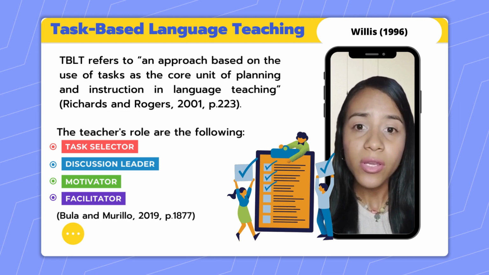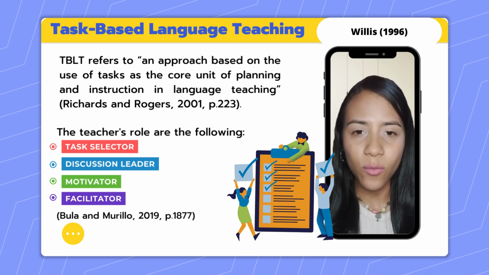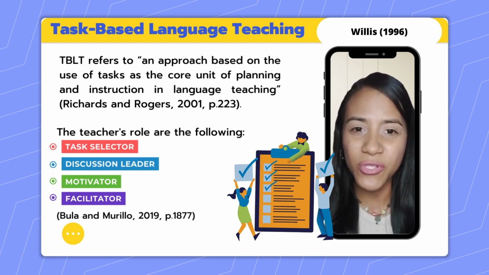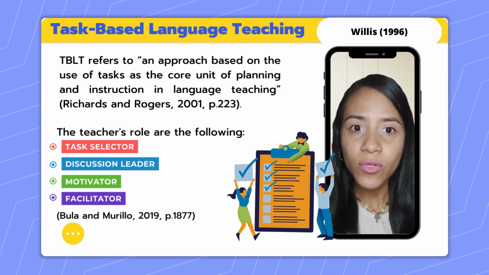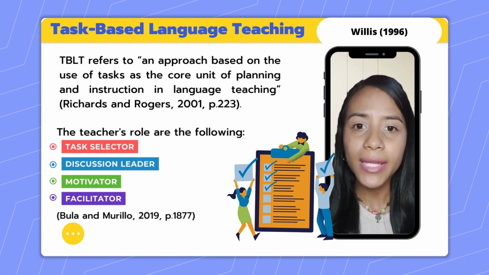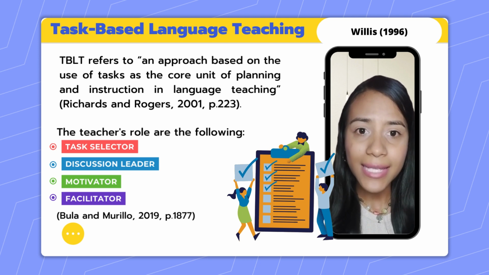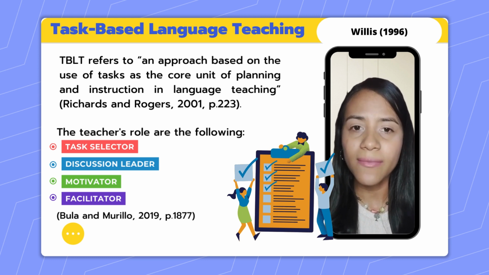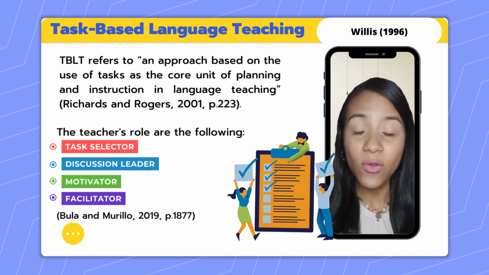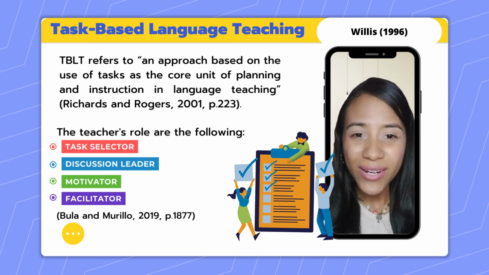According to Richards and Rogers 2001, TBLT refers to an approach based on the use of tasks as the core unit of planning and instruction in language teaching. Thus, tasks are used as the main element of this approach. In relation to the teacher roles, Bula and Murillo 2019 point out that this should be a task selector, discussion leader, motivator, and facilitator in order to develop communicative competence, while the primary learner's role in TBLT for Richards and Rogers 2001 should be as a group participant, monitor, and risk taker and innovator.